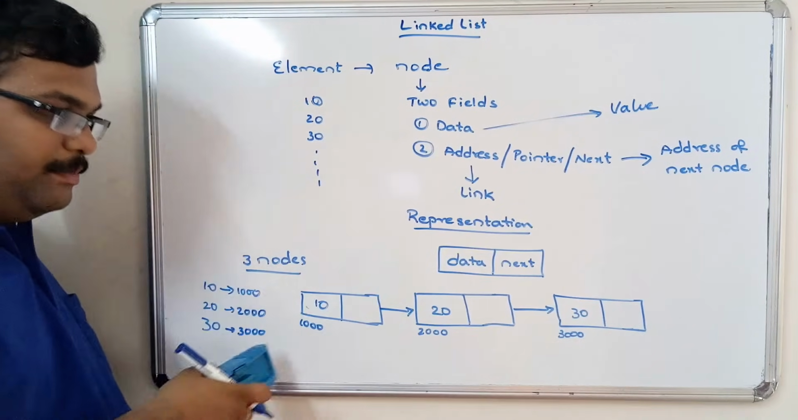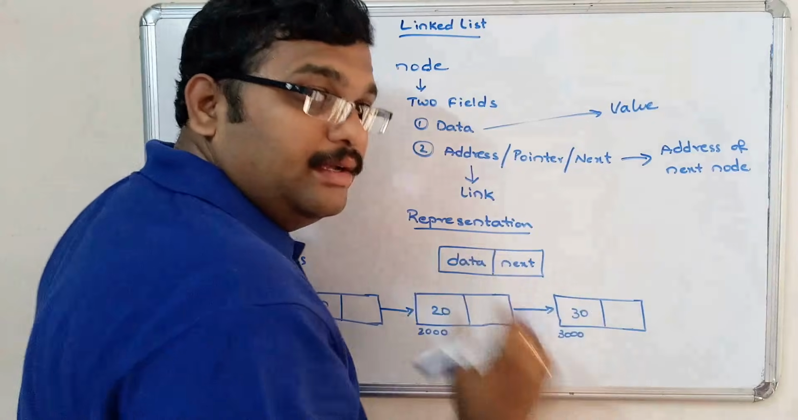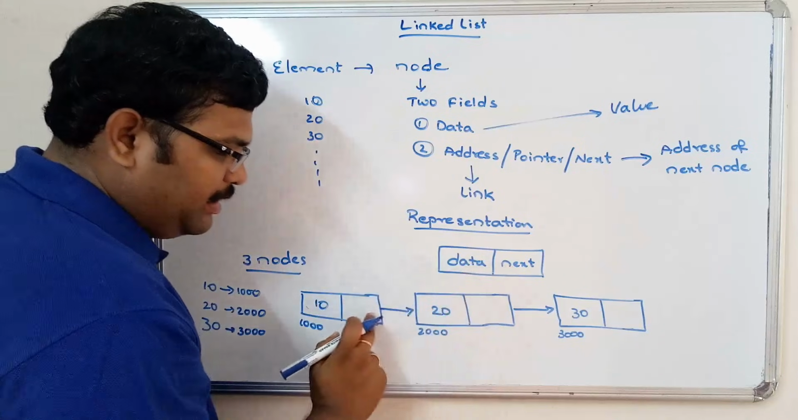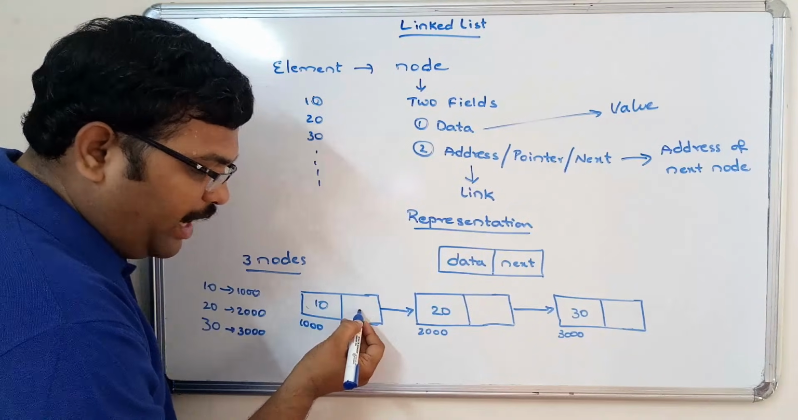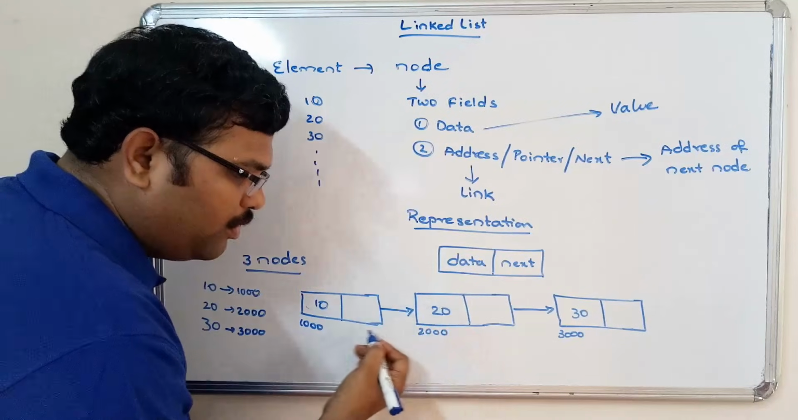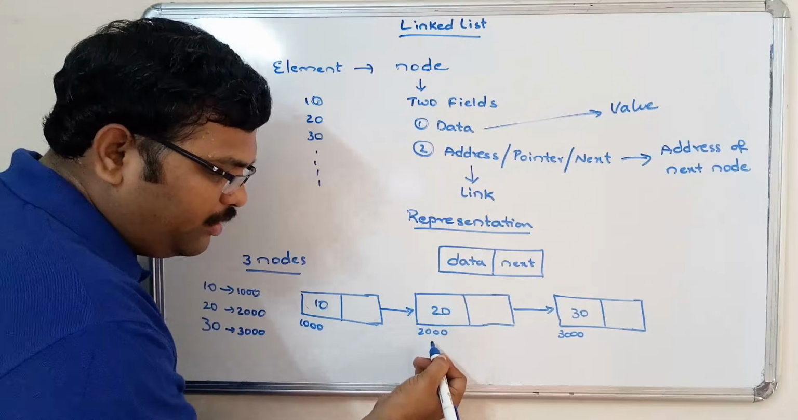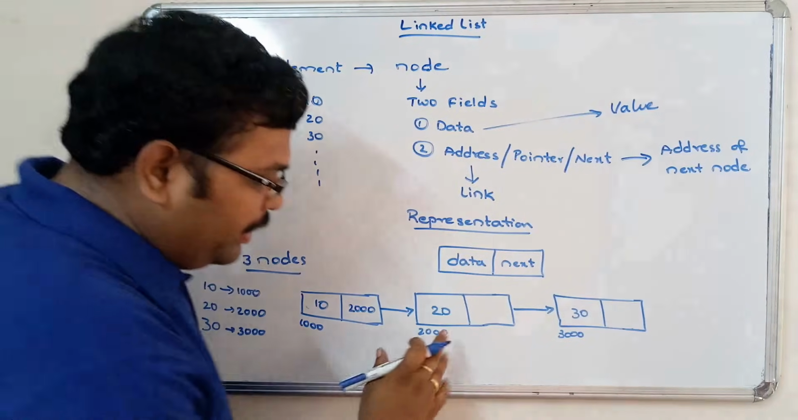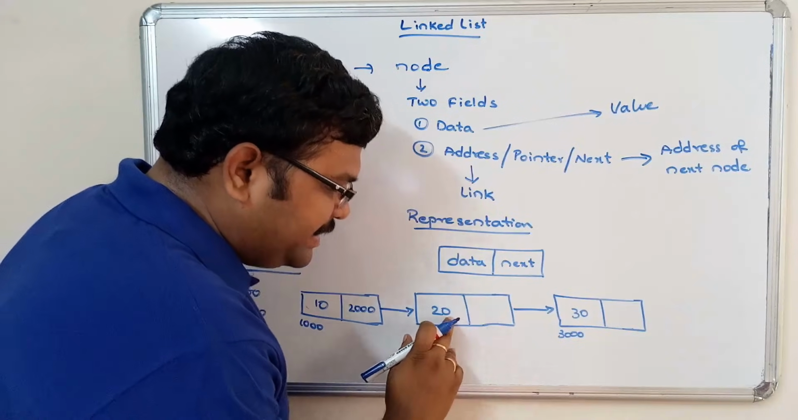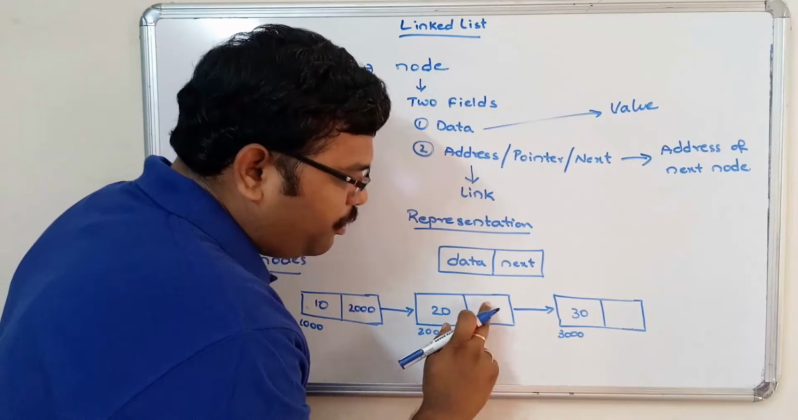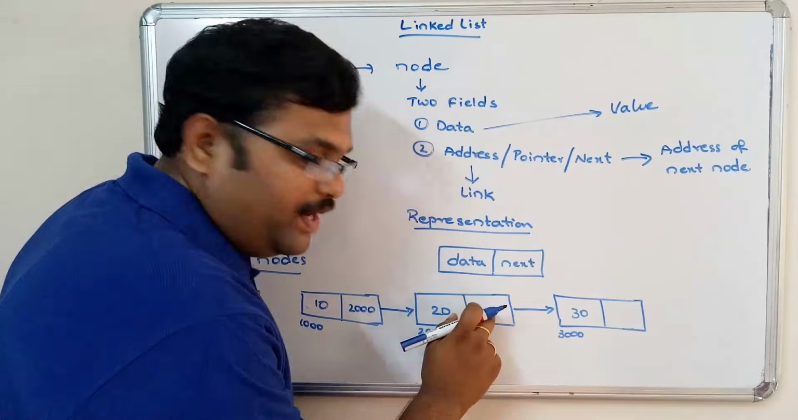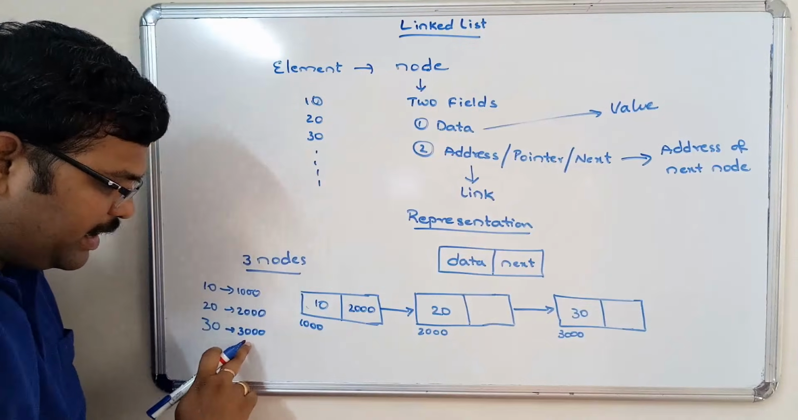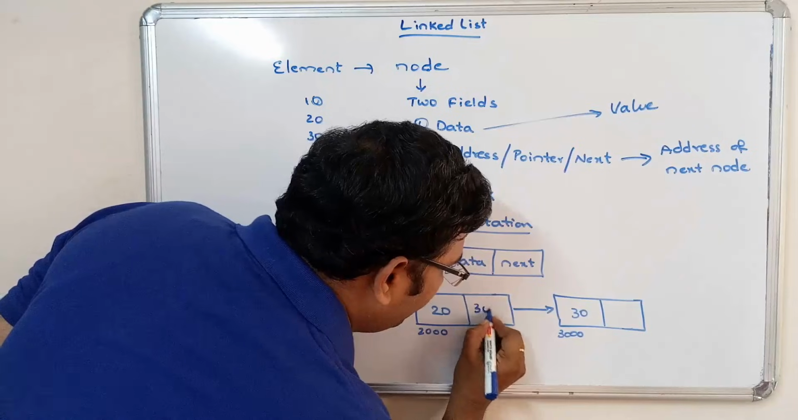So how to represent these elements? See, 10, 20, 30. Here we know that this is the data, this is the address of the next node. So here we have to store the address of the next node. What is the next node? 20. What is the address of 20? 2000. So here 2000 will be added. Coming to the second node, 20 is the value and the corresponding next, that means address field, will save the address of the next node. What is the next node? 30. So what is the address? 3000. So 3000 will be stored here.